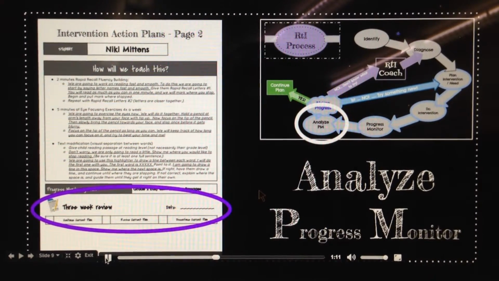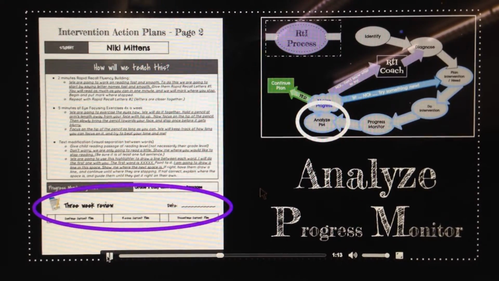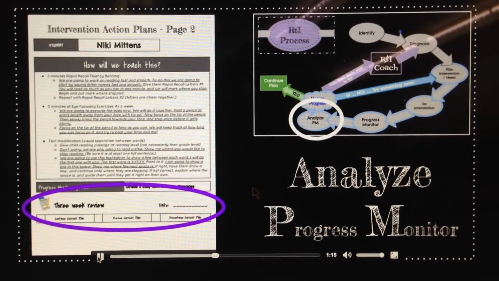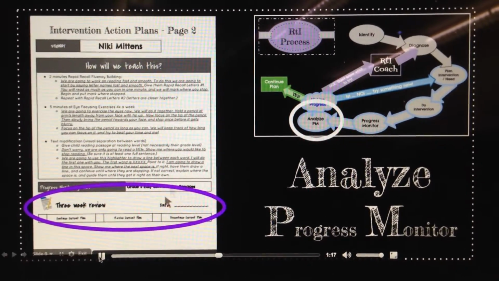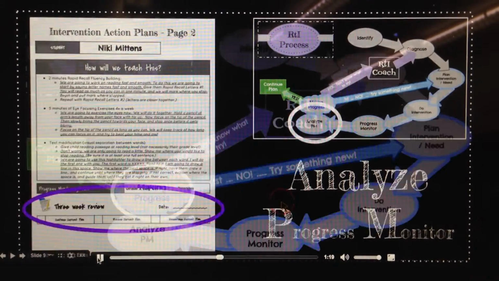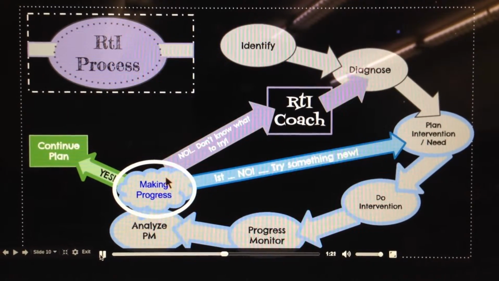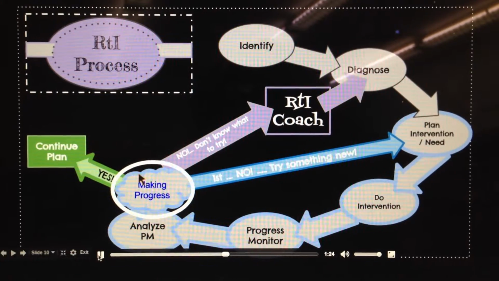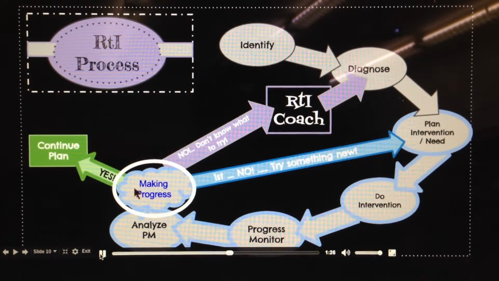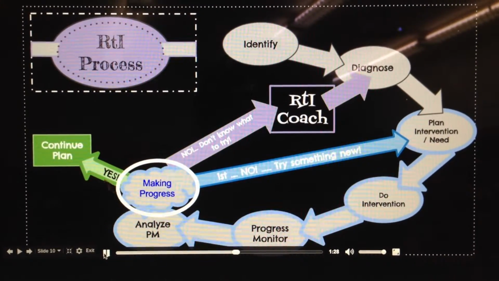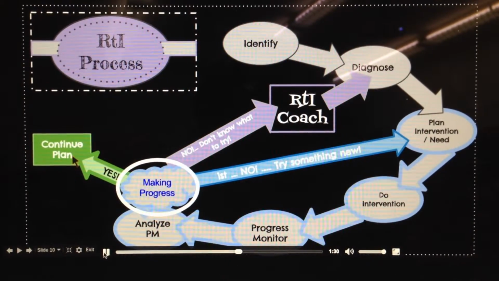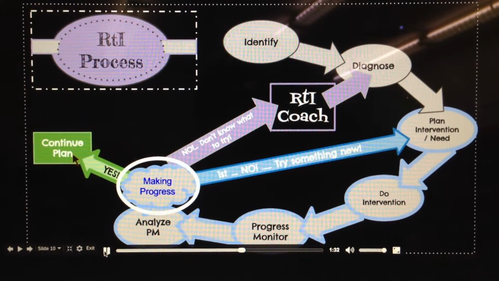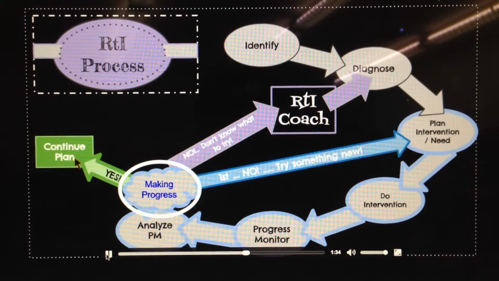We must always look at our data, ensure that progress is being made. It is a good idea to do this at least every 3 weeks. After the 3 weeks, we will have some decisions that we will need to make. If the plan is working and the student is making progress, then we are going to continue the plan. We may need to tweak it as we go as the student improves.